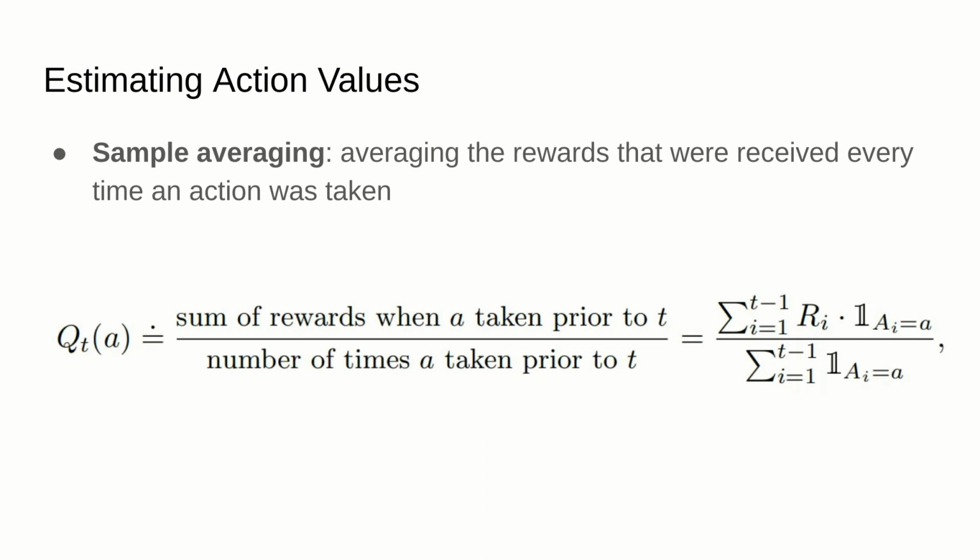Mathematically, we can read this as the sum from i equals 1 to t minus 1, or from the first time step to the current time step, of all the rewards that were received, multiplied by 1 if this indicator predicate is true. The indicator predicate is just a simple predicate that returns 1 if the action selected at this time was a, and 0 otherwise. And then we divide that by the number of times this action was taken, or the summation across all time steps of the indicator predicate if action a was selected at that time step.